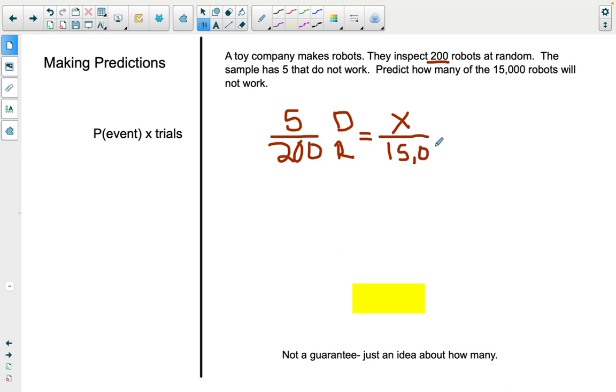Now we know a lot of different ways of solving equivalent fractions. We could say, what are we multiplying by from here to get to here? I'm going to stick with my cross product. So 5 times 15,000, I'm going to make the times a star, 5 times 15,000 has to equal 200 times x.